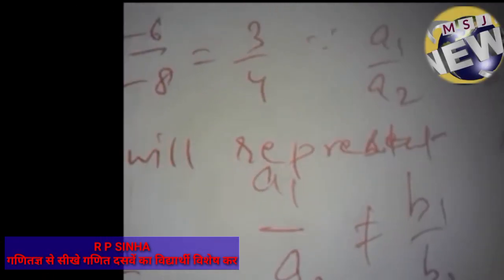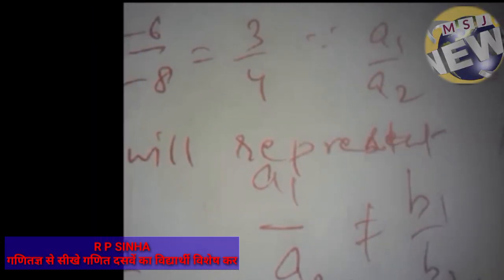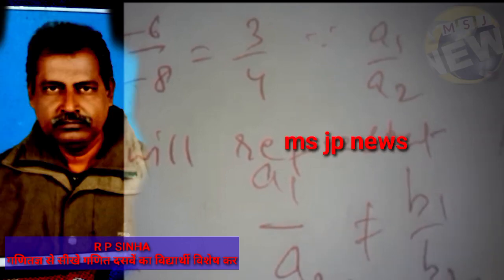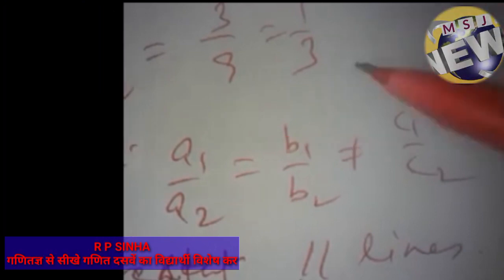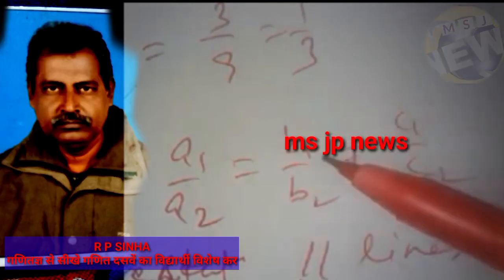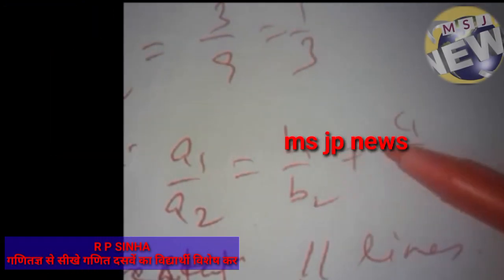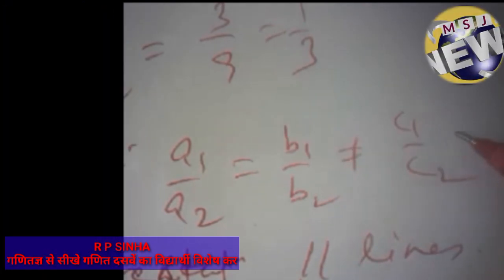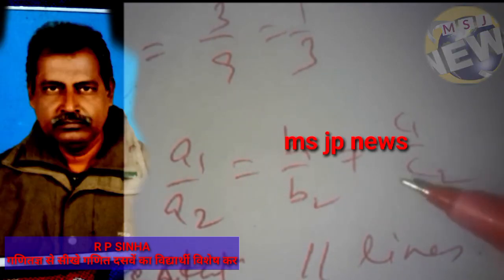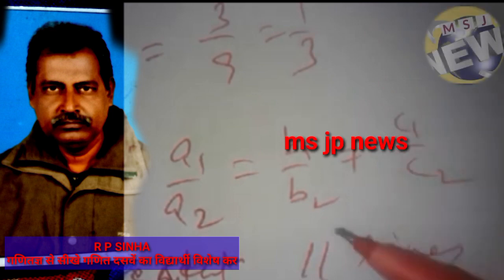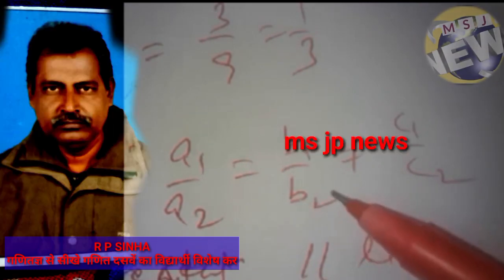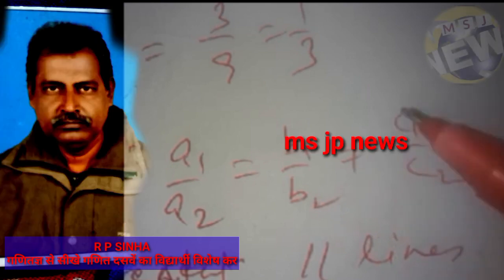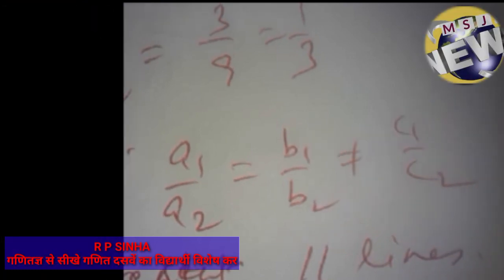These two types of equations are called consistent equations because they have some solutions. And in case of this one, when the ratio of A1 by A2 is equal to B1 by B2, but none of them is equal to C1 by C2, in that case we do not have any solutions, and the graph lines of these two equations will be parallel lines. They will not intersect each other. So these types of questions are asked in 1 mark questions.